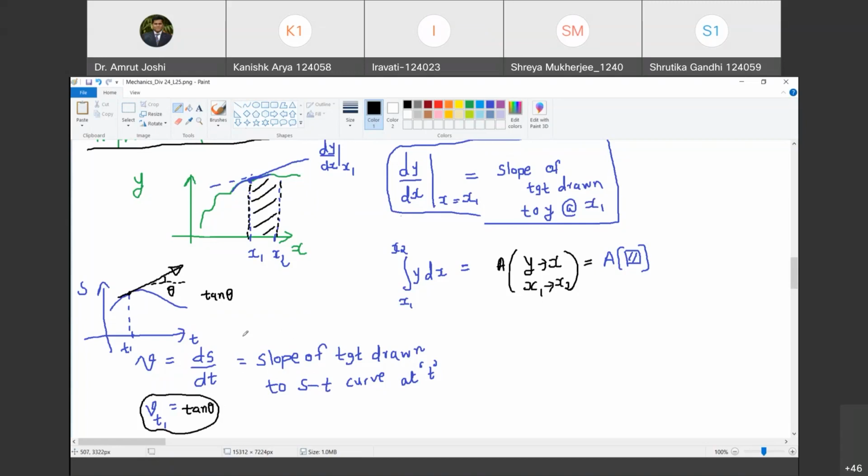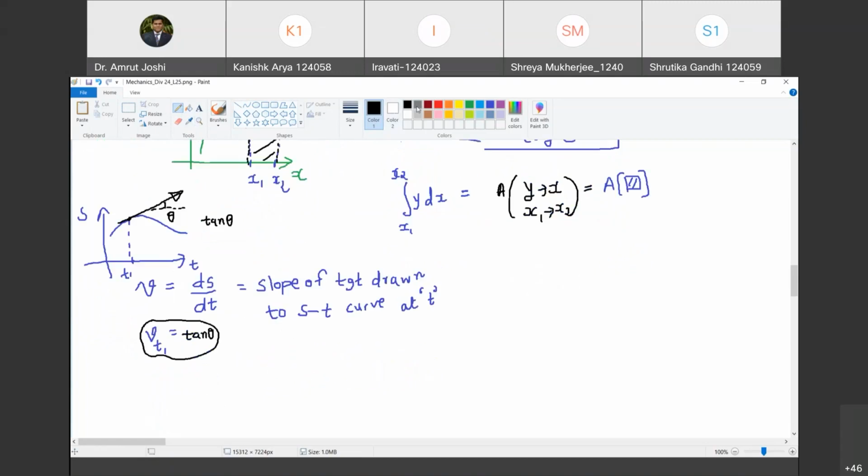Okay. So now let me try to write down what is acceleration. Acceleration is dv by dt. Do you agree with me? Yes, sir. So is it the slope of the tangent drawn to the v-t diagram or v-t curve? Do you agree with me? Yes, sir. At time t.